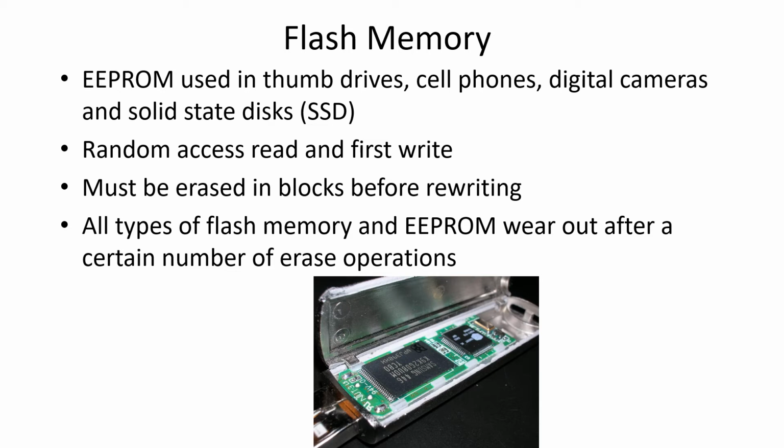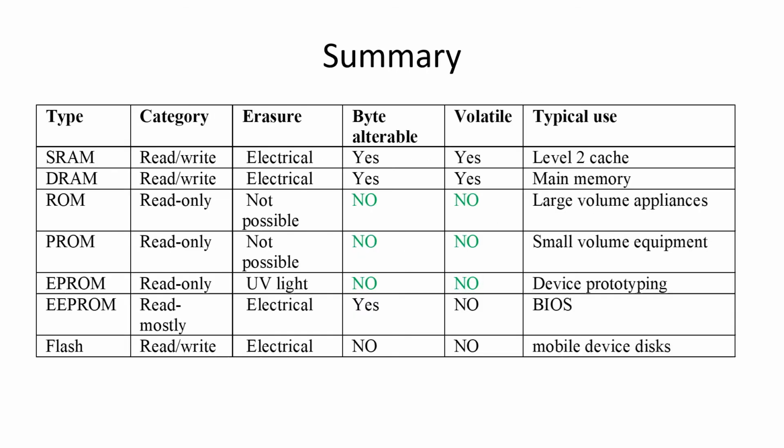Flash memory is a popular form of non-volatile memory. Flash memory can be read on an individual byte basis, but you have to write it in blocks. You have to flash to erase the blocks, and then you can write on it. It's used a lot for thumb drives or solid-state disks, which are replacements for disk drives that use flash memory chips instead of having physical rotating disks. Here's a summary of the different memory types.